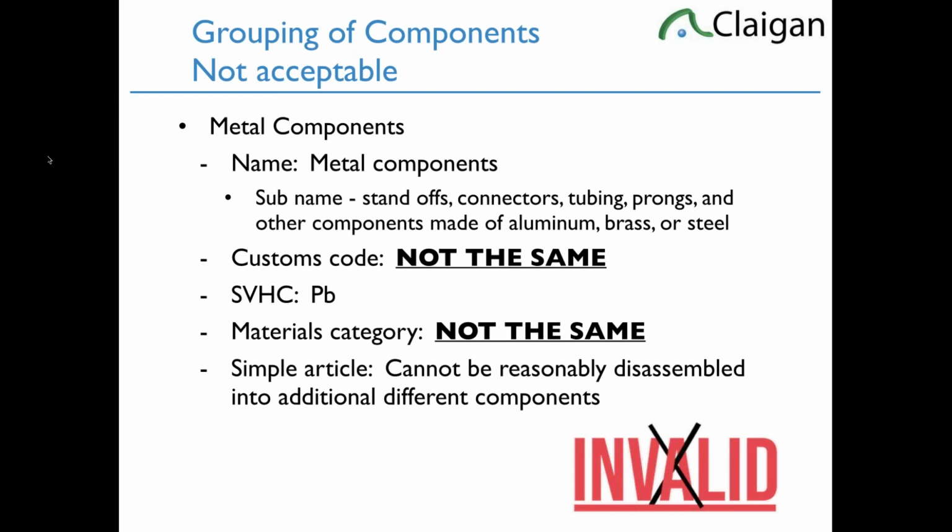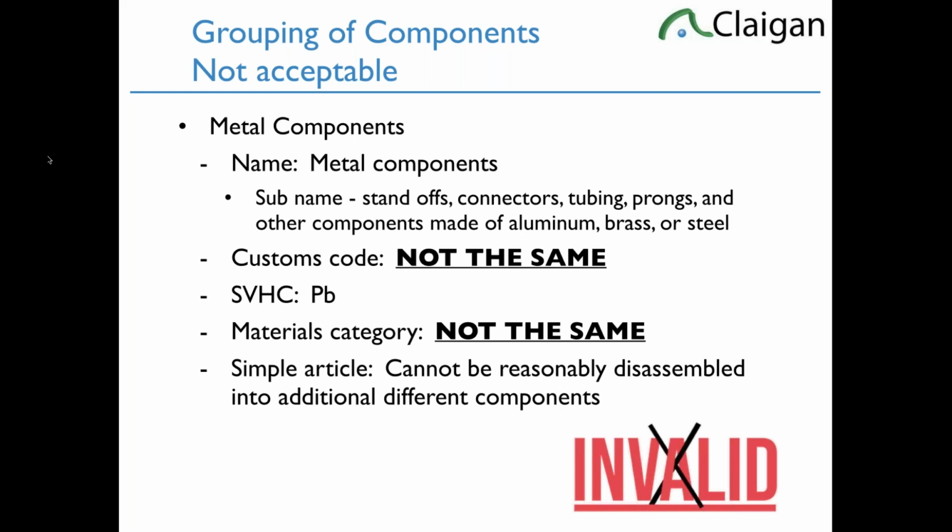So the brass components you can do. Metal components you can't do, because you can't say standoff connectors, tubings, prongs, and other components made of aluminum, brass, and steel. They have a different customs code because of different materials. They're the same SVHC though, lead, and they're not the same materials category.